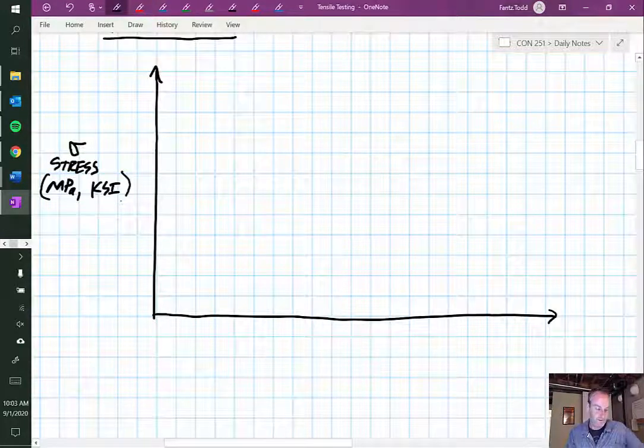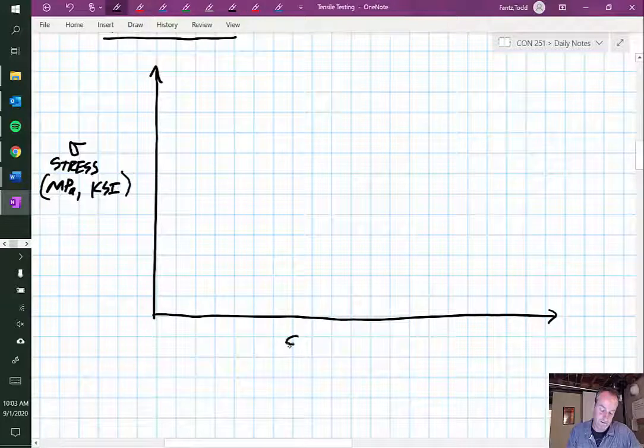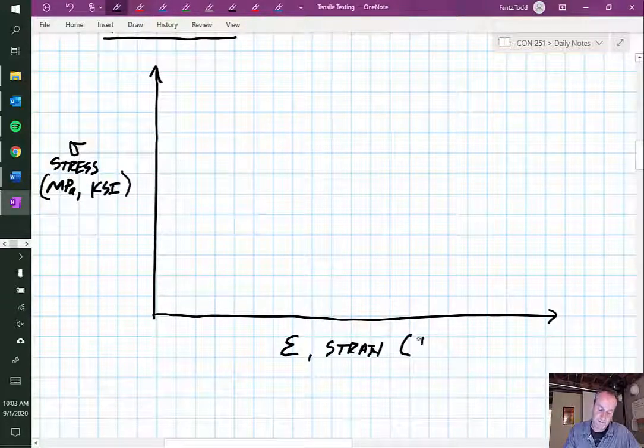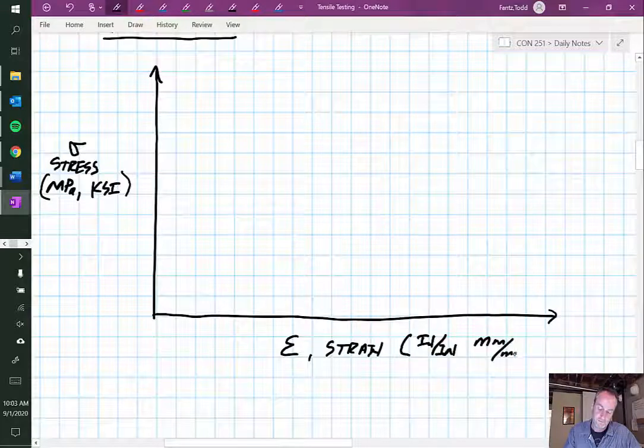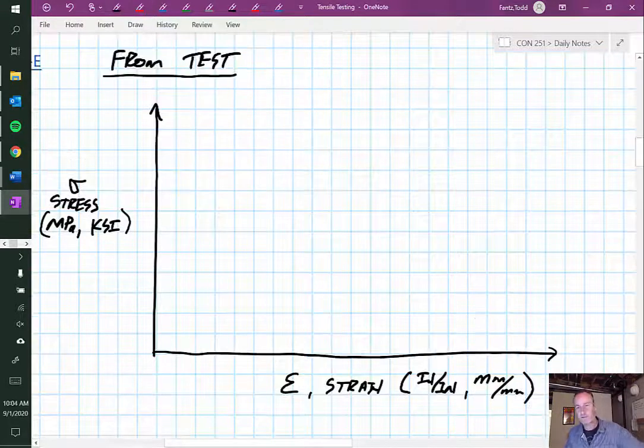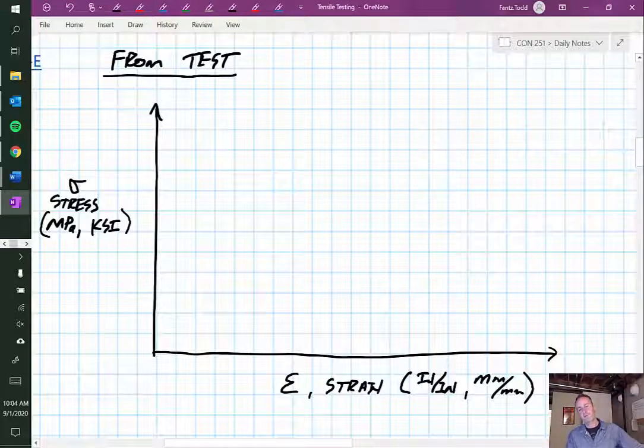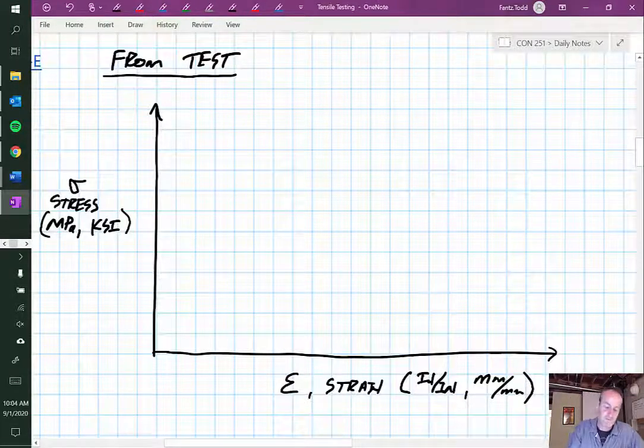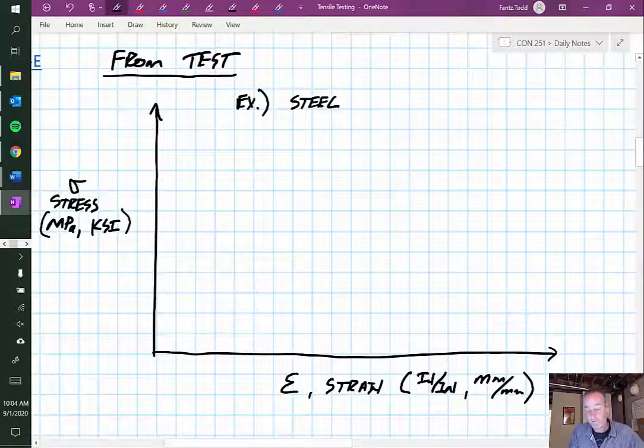And we said strain we represent with the Greek letter epsilon. And we said strain is really unitless, but typically we'll put units in there anyways, and it would look something like inches per inch or millimeters per millimeter. So if I were to look at an example of what's going on with the stress strain diagram, probably one of the most classic examples is a piece of steel, because steel has some really interesting characteristics that make it ideal for building with, and that's why you see it everywhere, right?